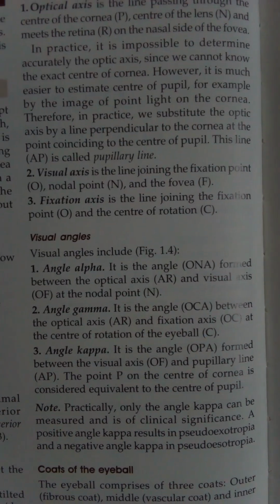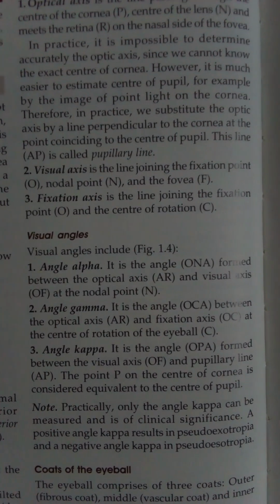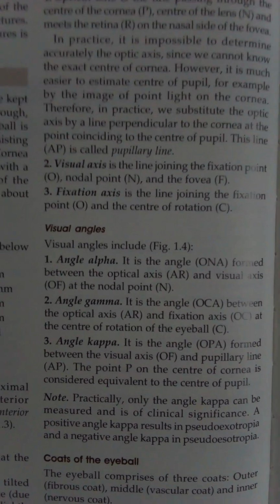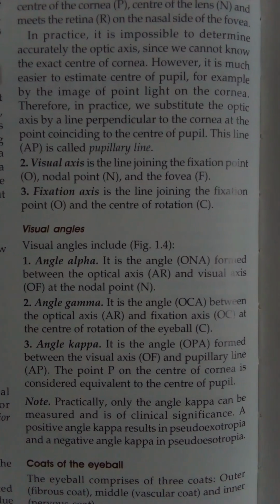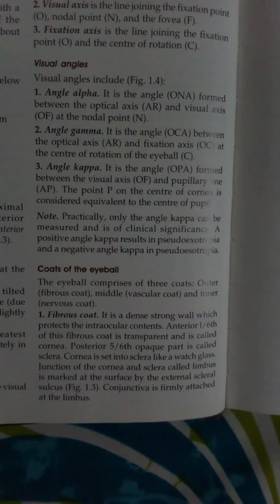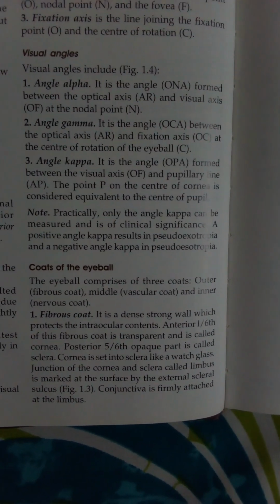Visual axis is the line joining the fixation point, nodal point, and fovea. Fixation axis is the line joining the fixation point and center of rotation. Now we will discuss the visual angles. Visual angles include angle alpha.